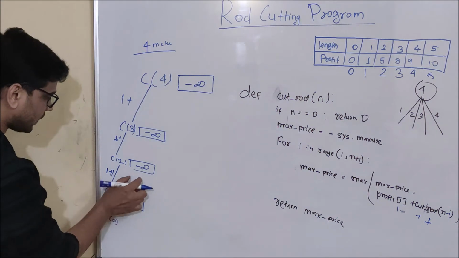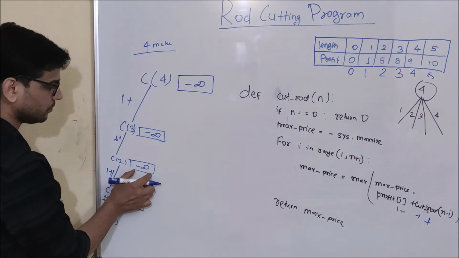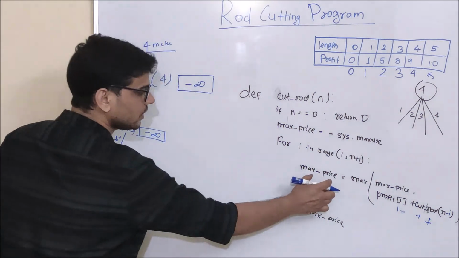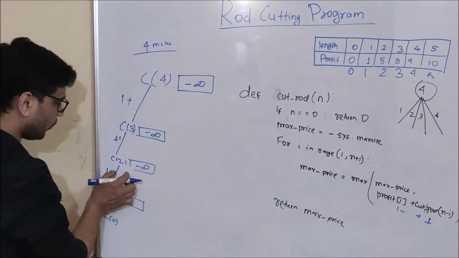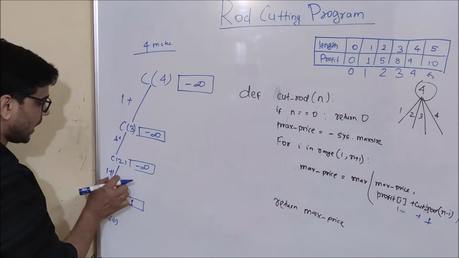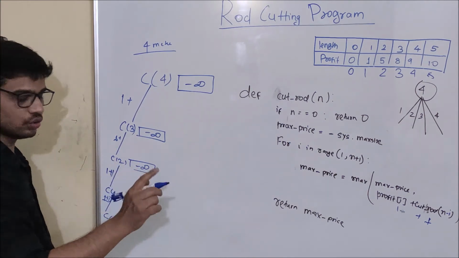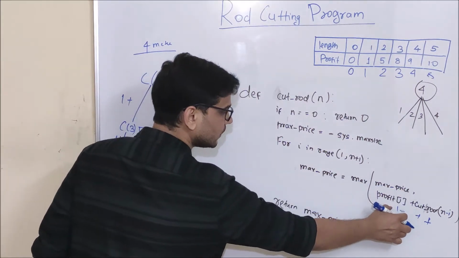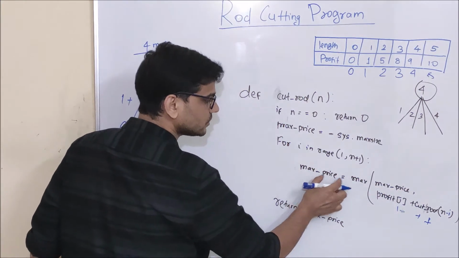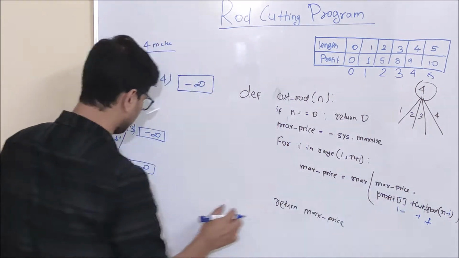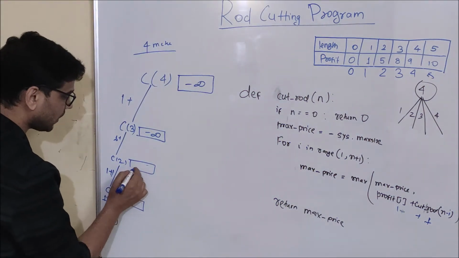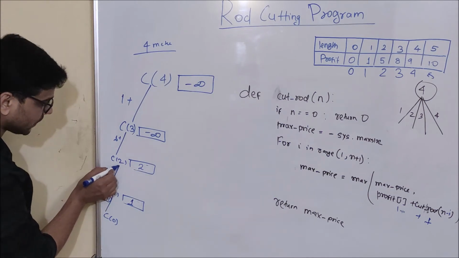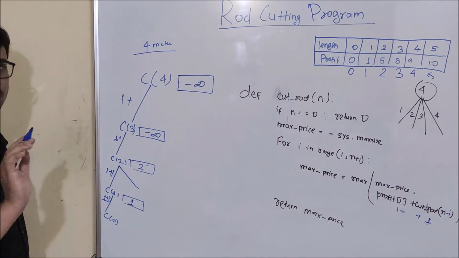Okay, and right now in max price, I have minus infinity. So for i equal to 1, for a rod of length 2, I will have a profit of 2. And as you can see here, max price is minus infinity, this one is 2. So in max price, I will update the max of these. So what I am going to do, I will update 2 here.